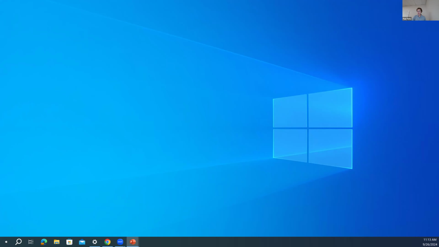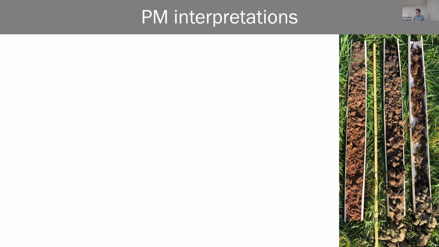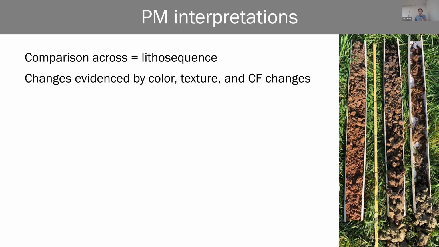So this is taking us back to where we left off in our parent material slides. We talked about lithosequence. This is the comparison across different parent materials. And the way you recognize a change of parent material is really any change in the color, texture, structure, or coarse fragments to the rocks that you can describe in a profile. Those are going to be a big indicator of the parent material that we have.